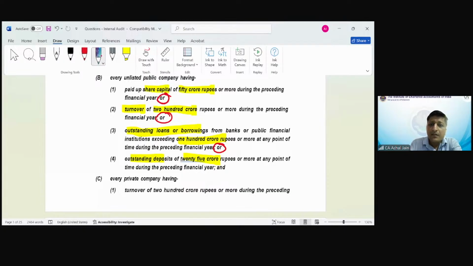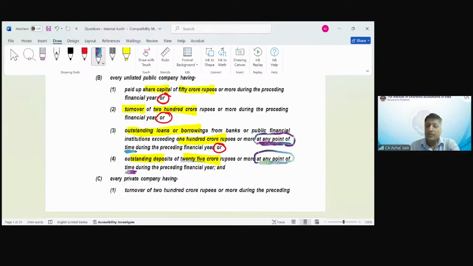My query is that during the preceding financial year is mentioned. That is what my question is. Right. So that's why I'm saying, if you look at point number 3 and 4, they are specifying at any point of time during the preceding financial year. So that's not what you have in case of paid up share capital. Okay, sir. Clear? Got it.